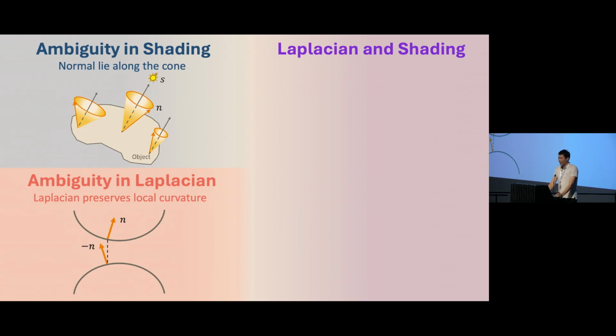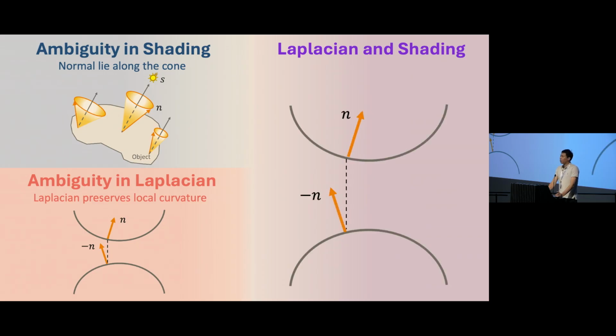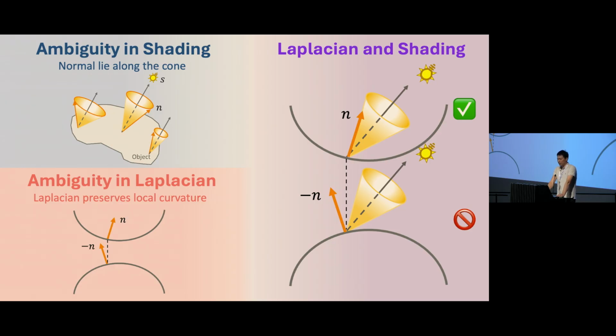Our key insight is that by combining the Laplacian and shading, the Laplacian provides concave or convex options with different surface normals. Now, let us assume the lighting direction is known. Shape from shading gives you a cone per pixel, and only one option satisfies both the Laplacian and the cone constraint, which allows us to identify the unique solution.